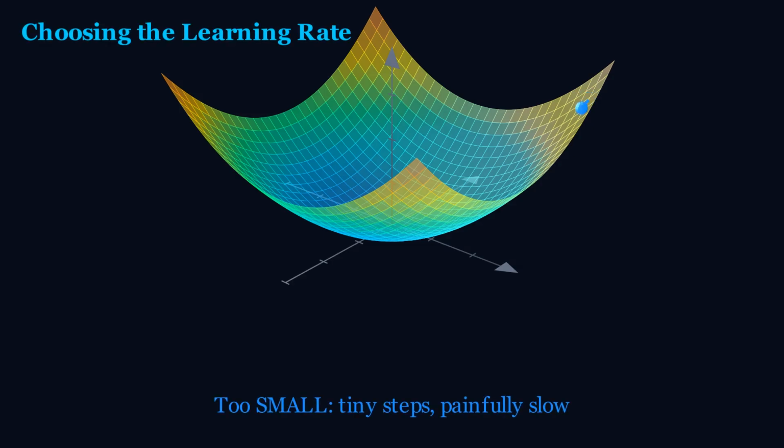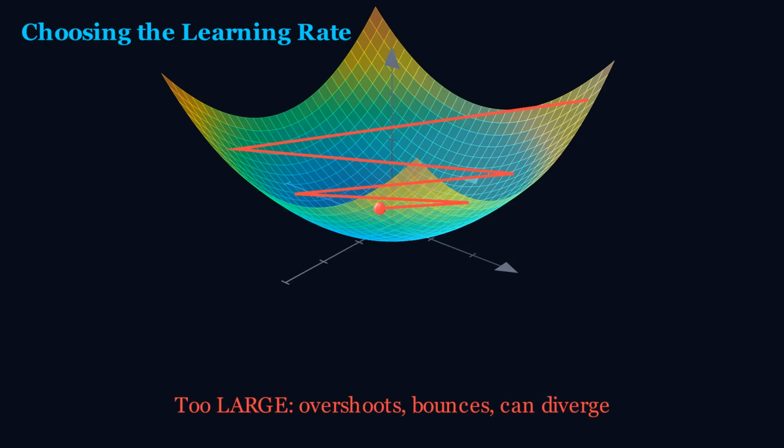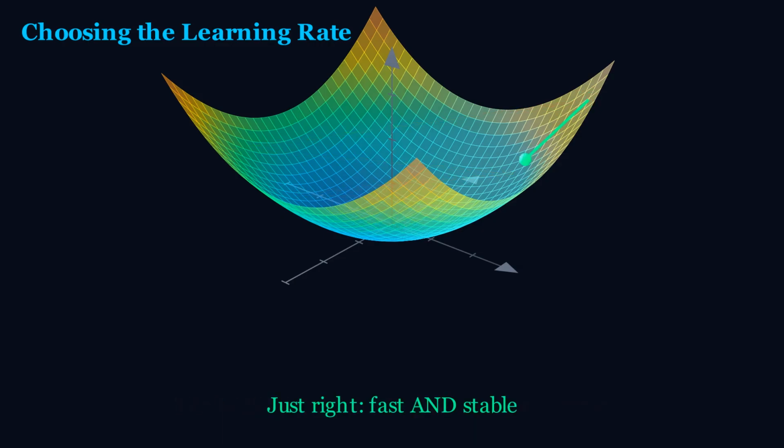But the learning rate, that step size, matters enormously. Make it too small and training crawls. It takes hundreds of tiny steps just to inch toward the bottom. Make it too large and the ball overshoots the valley, bouncing back and forth across it, and it can even diverge, climbing out of control. The right learning rate strikes the balance. Fast enough to converge quickly, yet small enough to stay stable and actually reach the minimum.